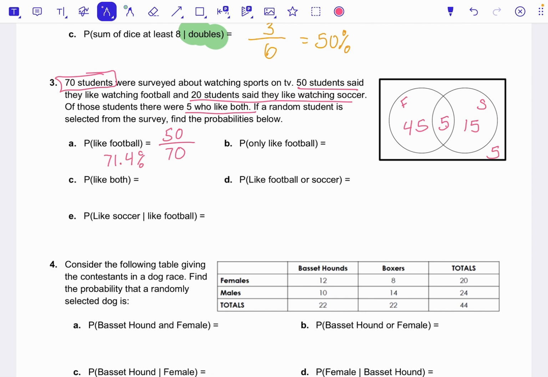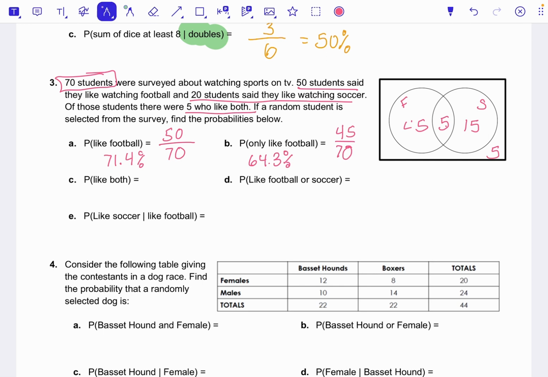Only like football versus just like football. Only like football means we're going to be focused just on that number on the outside there. And so here we'd end up with that 45 out of 70, which would end up being 64.3%.